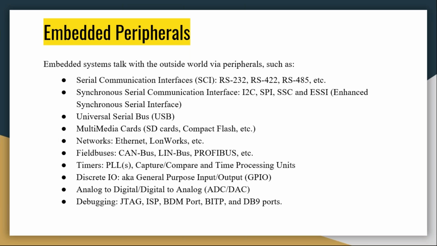ESSI, the enhanced synchronous serial interface. These are the terms used while we are connecting our microcontroller to another peripheral. I2C is a two-wire communication, SPI is a four-wire communication, and SSC is a two-wire communication. We can talk about these in more detail if we go deeper into the embedded peripheral.